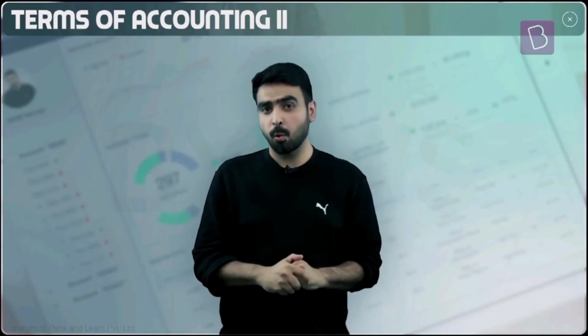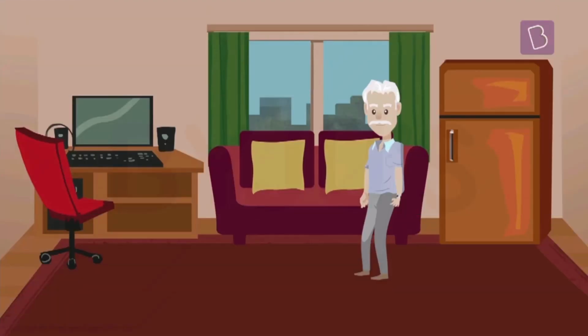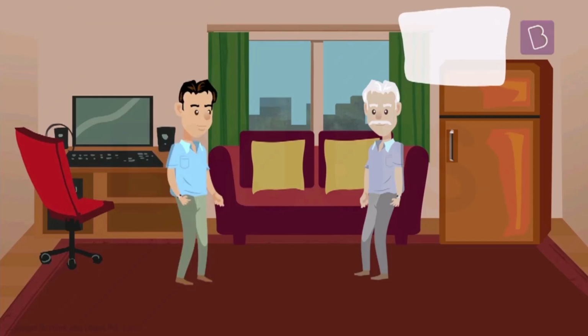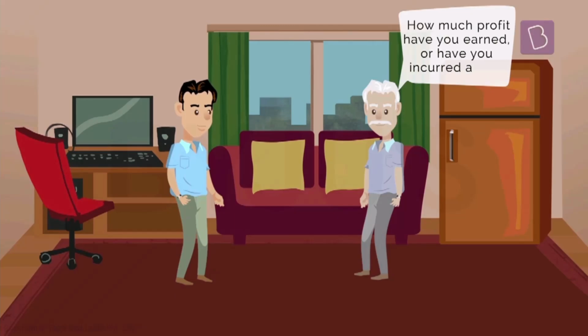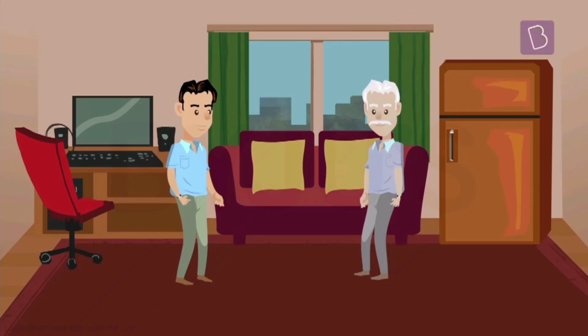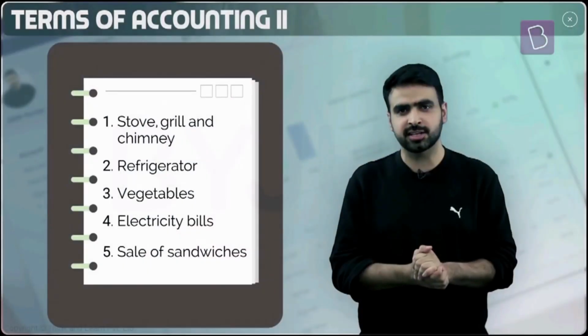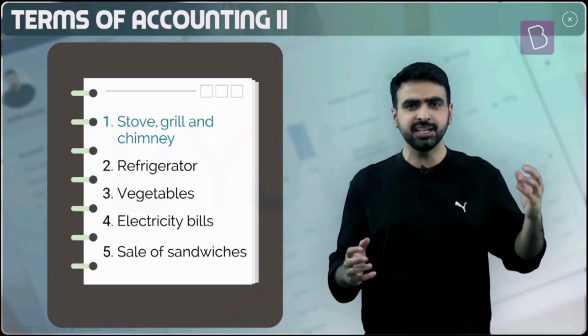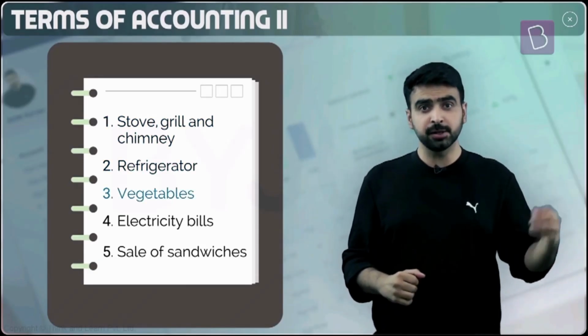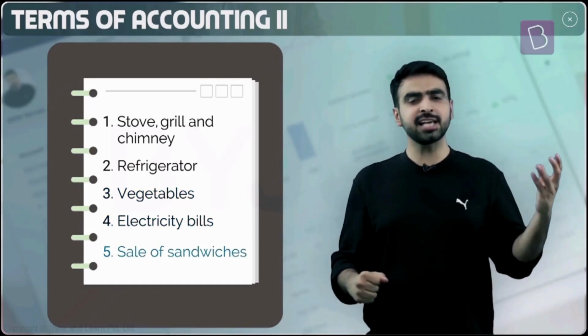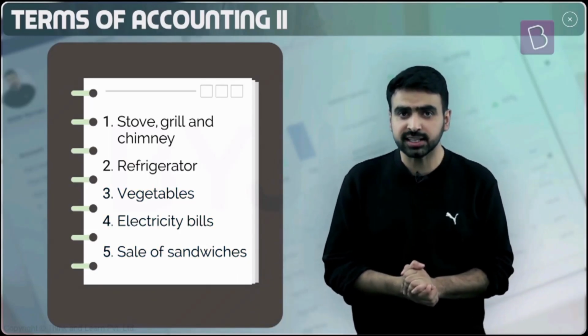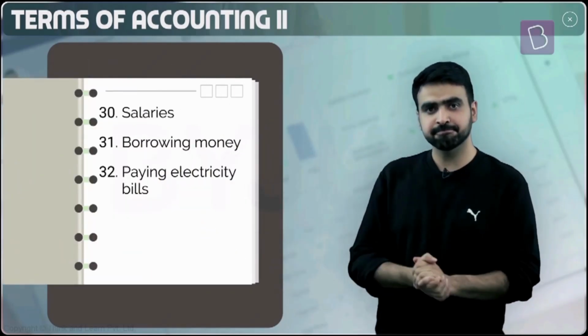Moving ahead, one day Rohit reaches his home. He meets his dad. His dad asked him, "Son, it's been a month. How's your business going? How much profit are you making? Or have you incurred a loss?" So Rohit took out this big notebook and started doing the math. The notebook has various entries in his register, such as purchase of stove, grill and chimney, refrigerator, vegetables, electricity bills, sale of sandwiches, and so on. So Rohit sees 32 such entries.